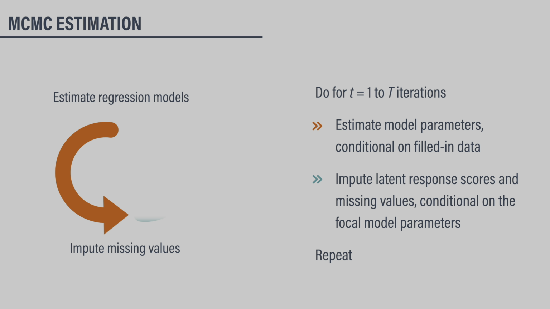In another video, I explained that Blimp's MCMC algorithm cycles between two broad steps. The first step estimates the model parameters, and the second step uses those parameters to derive distributions of missing values from which the algorithm samples imputations.